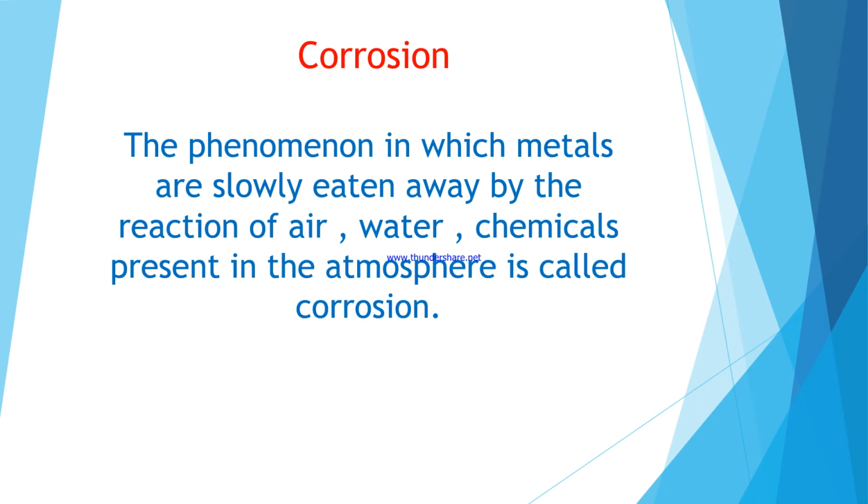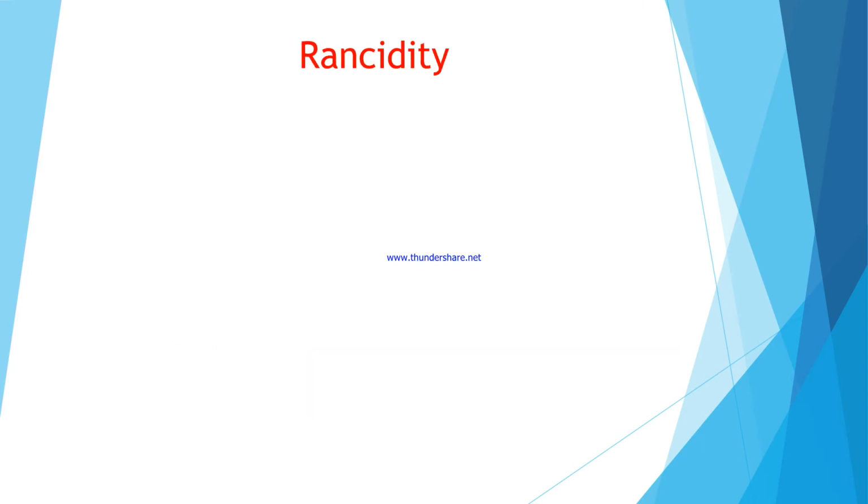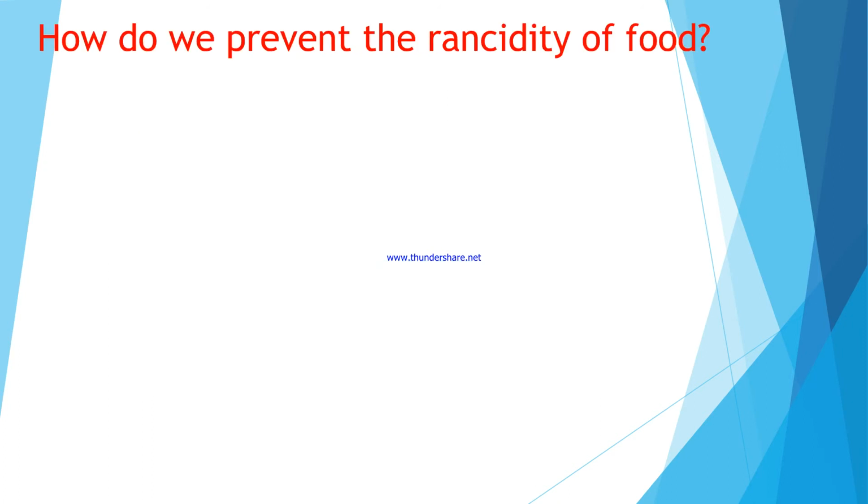The phenomenon in which metals are slowly eaten away by the reaction of air, water and chemicals present in the atmosphere is known as corrosion. Example, the black coat on copper and the green coat on silver articles are all because of corrosion. There is another phenomenon known as rancidity. This is the slow oxidation of oil and fat present in food materials, resulting in a change of smell or odor and the taste of the food items. This is known as rancidity.